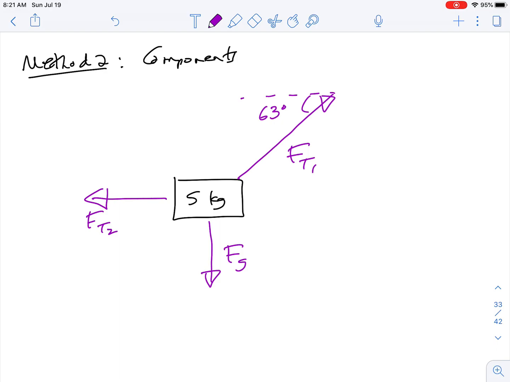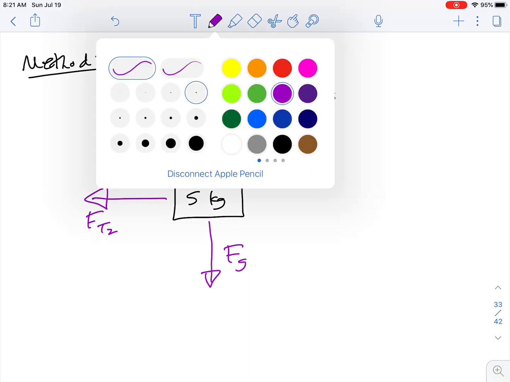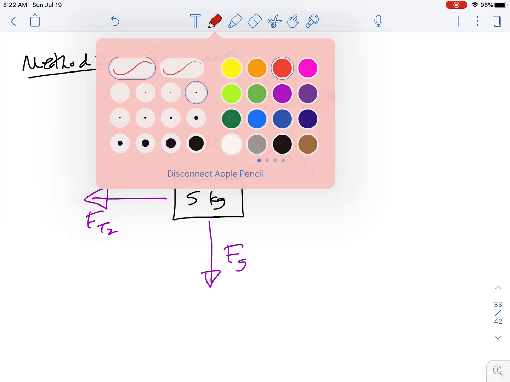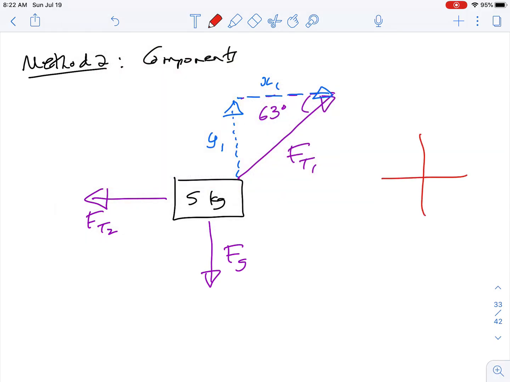In this one, what I'm going to recommend you start thinking about is, because you have a diagonal force here, Ft1, anytime you see a diagonal force, think components. So I'm going to draw the component diagram for this. This one's going to go up and to the right. We can just call this y1 and x1. And let's put just a regular reference system on the side here.